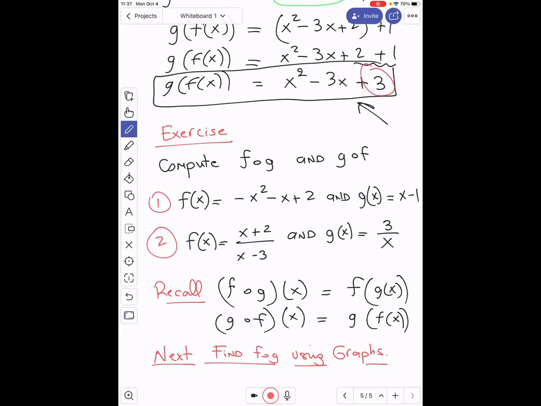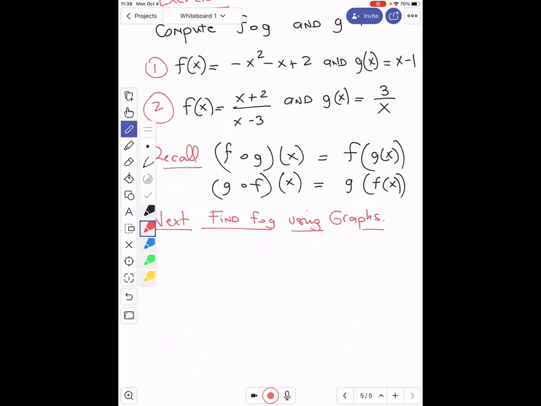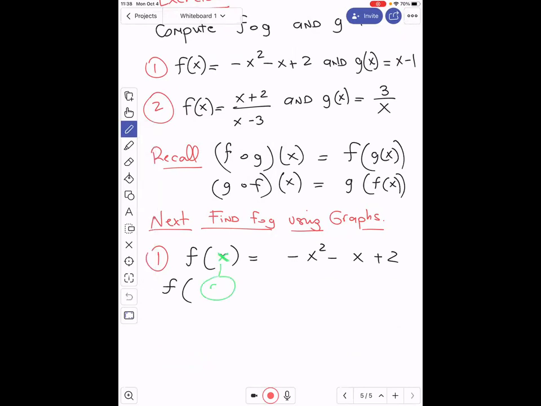Okay, well, you know what, guys, let's do this because we don't have too much time, and I really want to do this in detail because it's kind of important. For number one, let's start first with the f of g. Let me just write down first f of x, and this is minus x squared minus x plus 2. Now I want to replace x by g of x. So we do have an x in here and also an x in here.